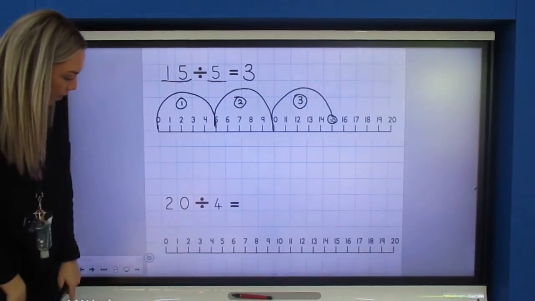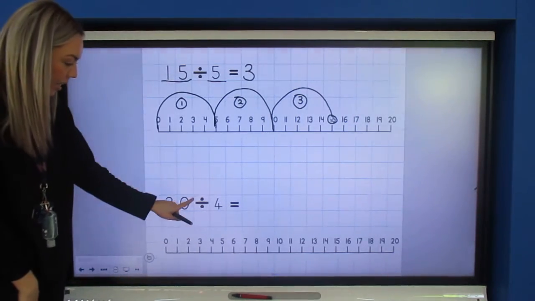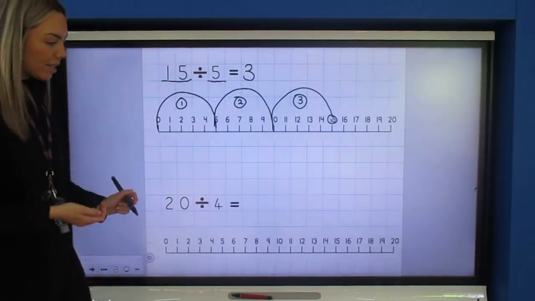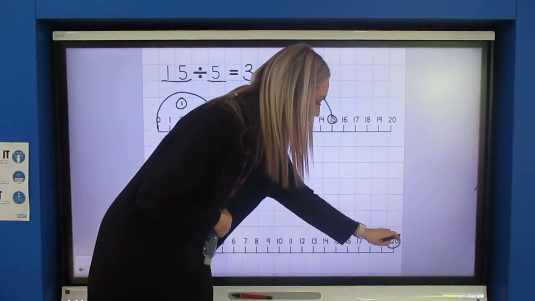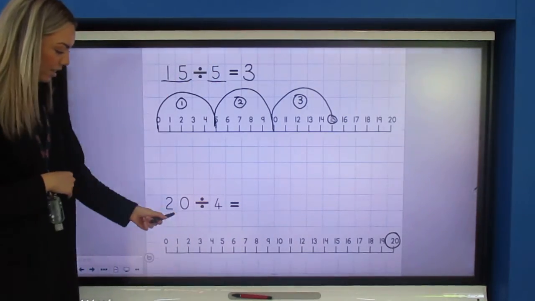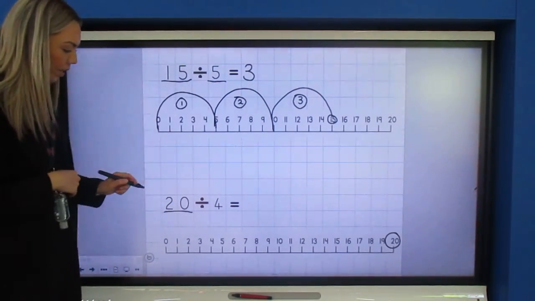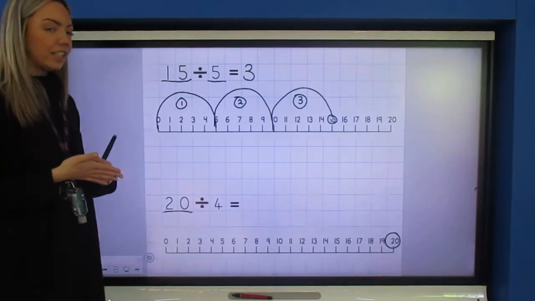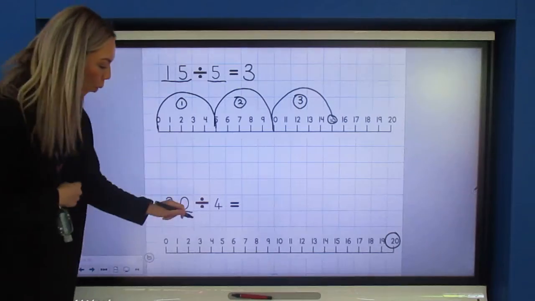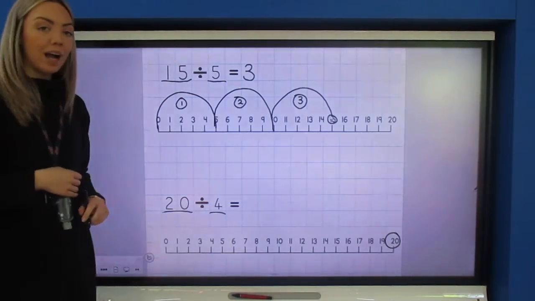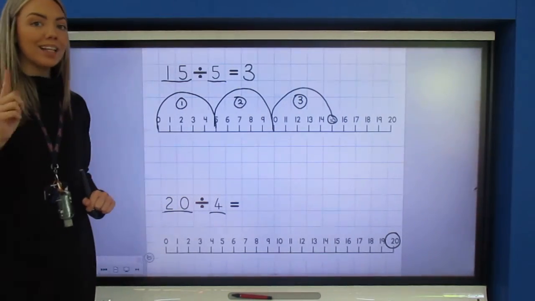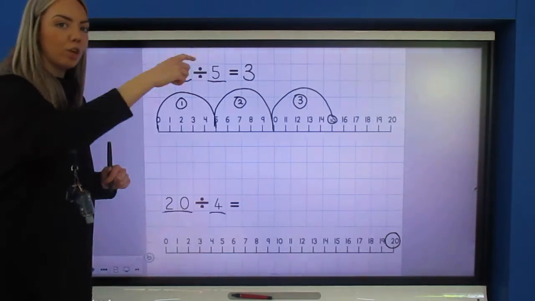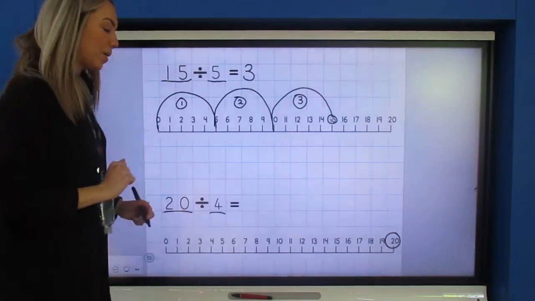Now the second one says 20 divided by 4. So I know that I need to stop when I get to 20. That's my end total, isn't it? Here. Now, how many steps do I need in each jump? 4. Well done. So I'm counting in 4s until I get to 20. And the number line will help me see how many jumps we need to make. Are we ready? Let's do it together.